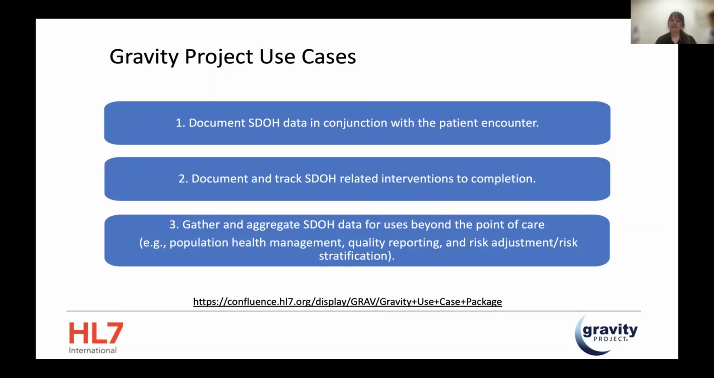The next use case is to document and track social determinants of health related interventions to completion. So if Dr. Pinto, in his screening, is identifying a need for a patient, referring to an outside organization to address that need, how do we enable the capacity to get that information back to the clinical setting so they can know the need was met? And then the last one is to gather and aggregate SDOH data for uses beyond the point of care. And again, this is population health management, quality reporting. We're working with our partners to develop social determinants of health specific quality measures, and risk adjustment and risk stratification.